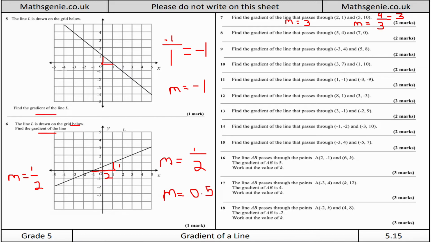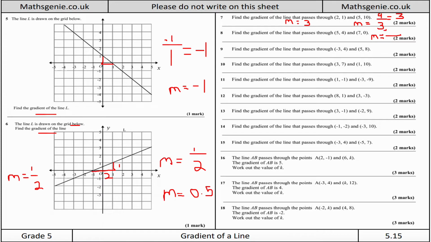It's the difference in the y coordinate divided by the difference in the x coordinate if it's not drawn visually. So if it's 2 sets of coordinates, it's y2 minus y1 divided by x2 minus x1. So second y coordinate subtract the first y coordinate, divided by the second x coordinate minus the first x coordinate. So question number 8, guys, find the gradient of the line that passes through 5, 4 and 7, 0.